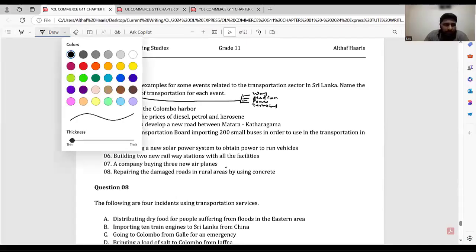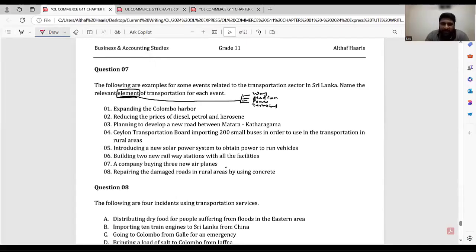Good. So, Shamin, let's see. Expanding the Colombo harbor. Connected with what? Harbor. Connected to terminal. So y'all send me the answers in the chat box. Way, write W; medium, write M; power, write P; terminal, write T.